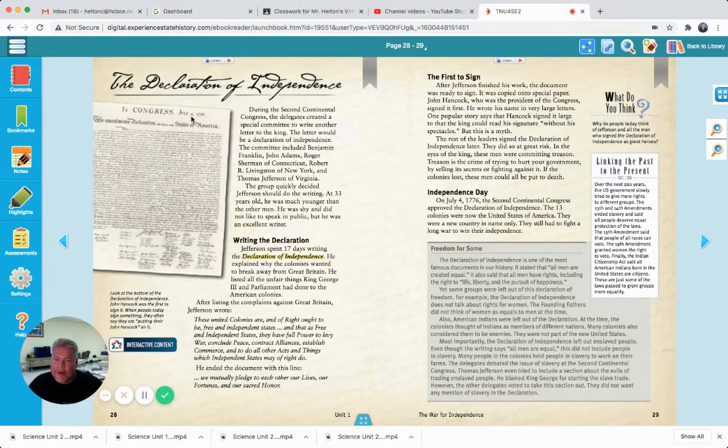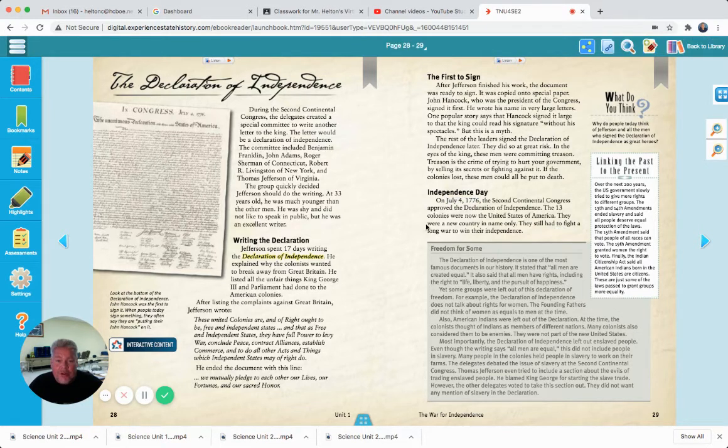What do we know about July 4th? Well, it's Fireworks Day, right? It's called Independence Day. It's because on July 4th, 1776, the Second Continental Congress approved the Declaration of Independence. The 13 colonies were now the United States of America. So for the first time ever, there was a United States of America. The United States' birthday is July 4th, 1776. That was when the United States was born.